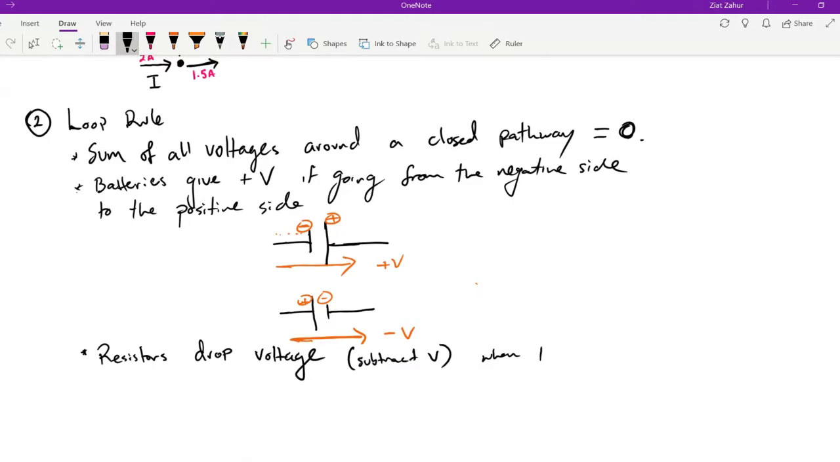When the pathway is in the same direction as the current. Okay. And if your pathway is in the opposite direction of the current, then a resistor would actually add the voltage.